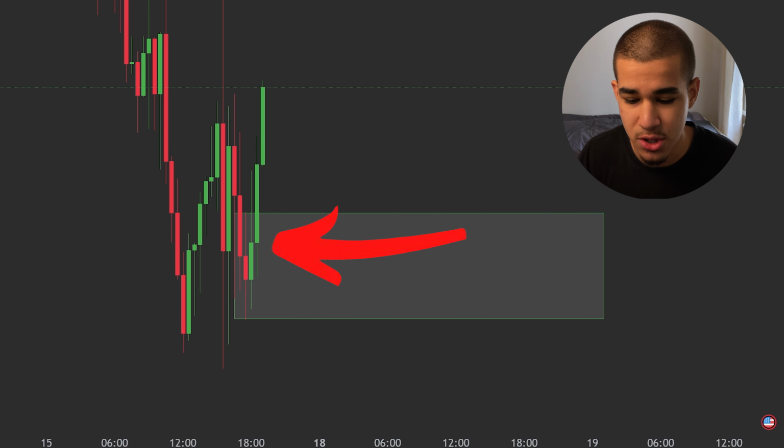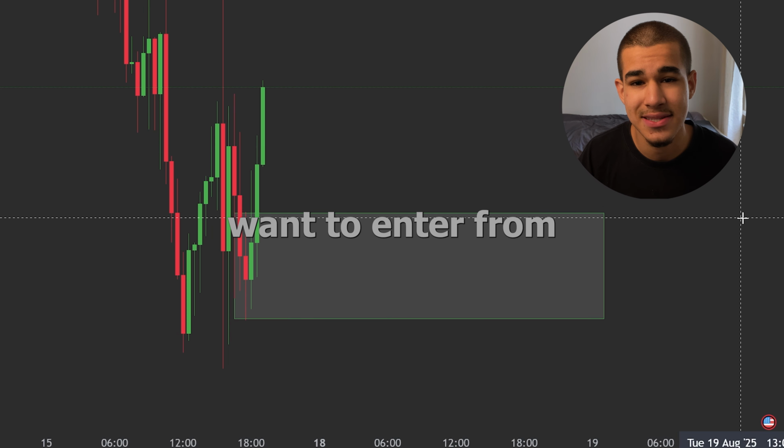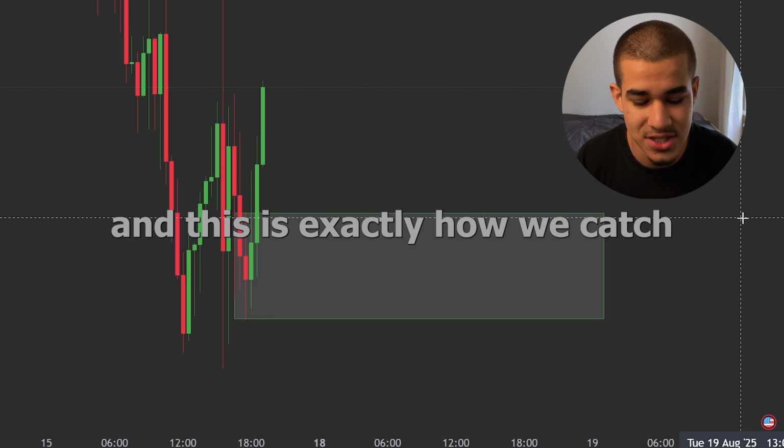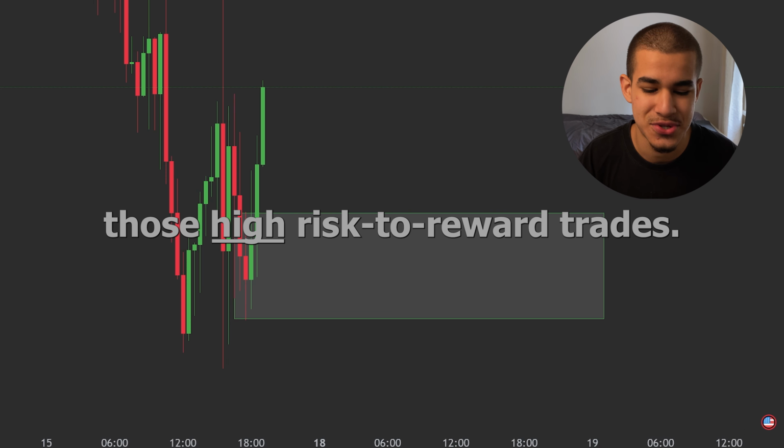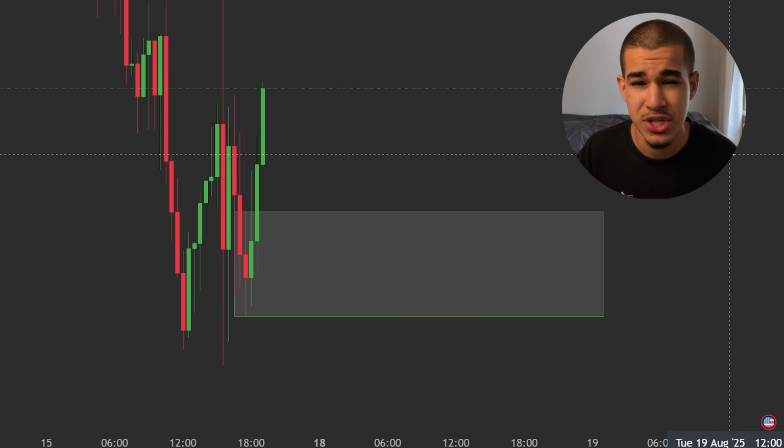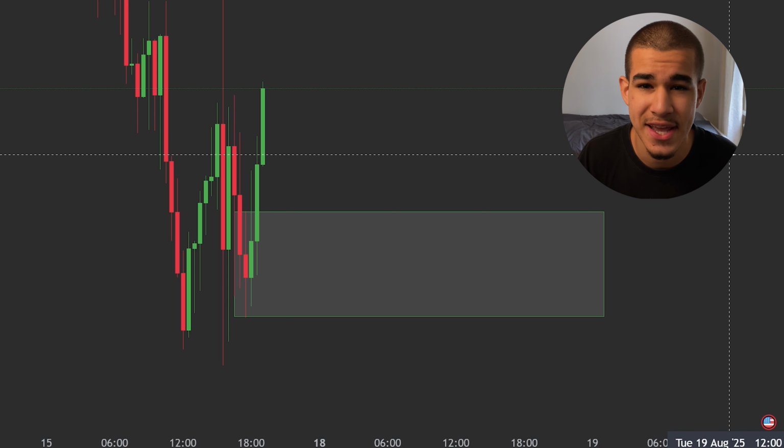So this demand zone, this is where the big banks want to enter from, and this is exactly how we catch those high risk to reward trades. And there are actually pretty strict rules on how to draw these zones so you can get those perfect entries. So I'm going to go over how to actually draw your zones.